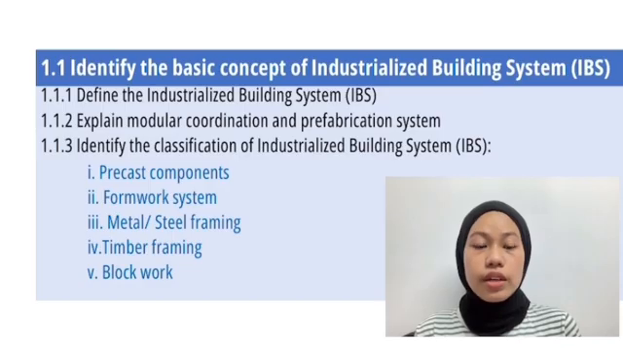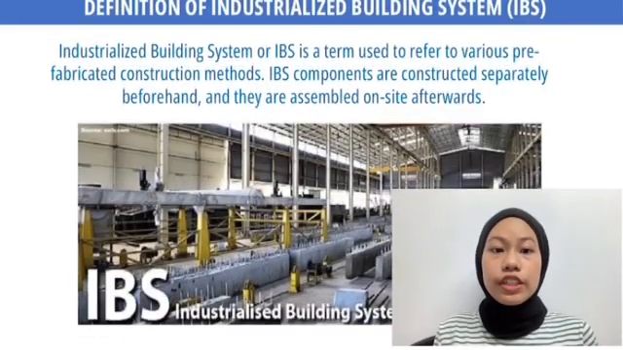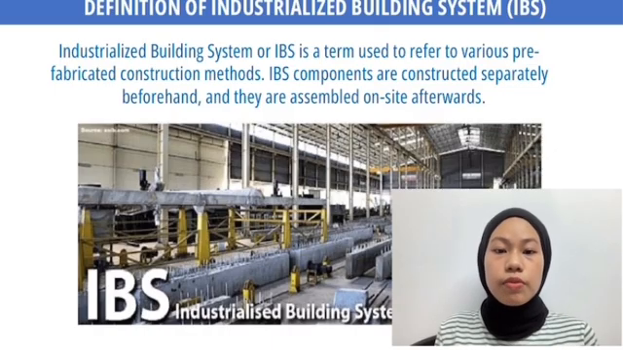1.1.3 Identify the classification of industrialized building system (IBS), which is precast component, formwork system, metal, steel framing, timber framing, and blockwork. Definition of industrialized building system (IBS). Industrialized building system or IBS is a term used to refer to various prefabricated construction methods. IBS components are constructed separately beforehand and they are assembled on site afterward.